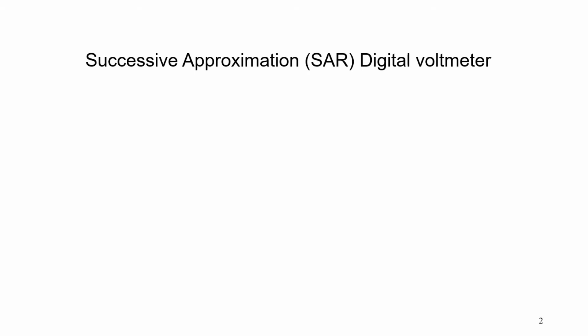Now let us see what a successive approximation digital voltmeter is. So to start with, a digital instrument is one which represents the measured value in the form of digital numbers. It works on the principle of quantization.